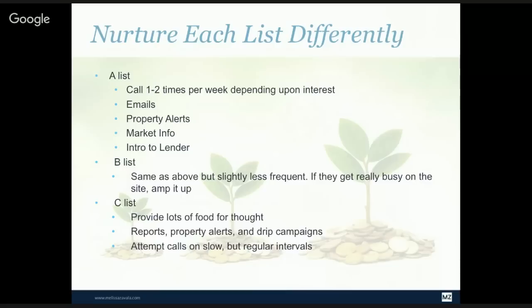And the B list, you're going to do the same, but a little bit less frequently, because they're on like a slower plan. And then if they start to interact with you a lot, then you're going to want to amp them up to the A list. And then the C list, you're just going to provide lots of food for thought. That would be reports, property alerts, and drip campaigns. Just calling them on a slow, regular interval.